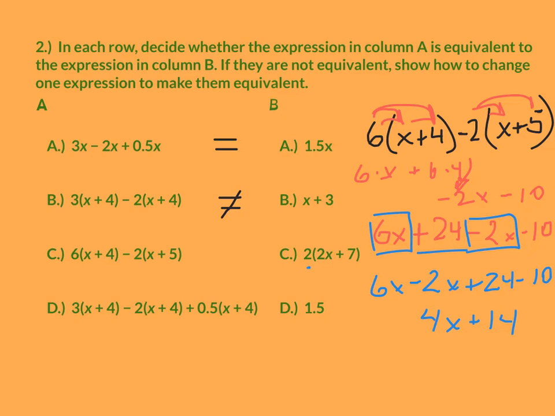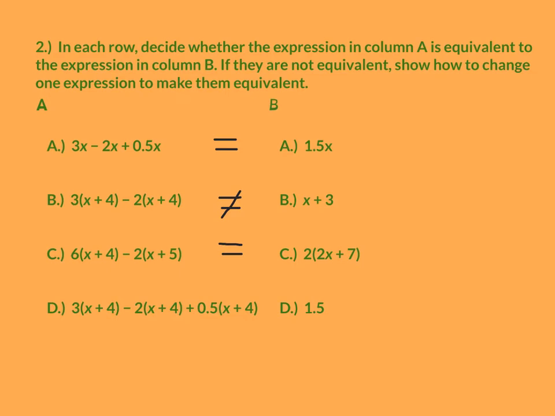And then clearly, because they've got that number on the outside here, they looked for the biggest gazinta. Biggest gazinta for 4x and 14, of course, is 2. And 4x divided by 2 is 2x, plus 14 divided by 2 is 7, which is exactly what we have here. So, therefore, these are equivalent.